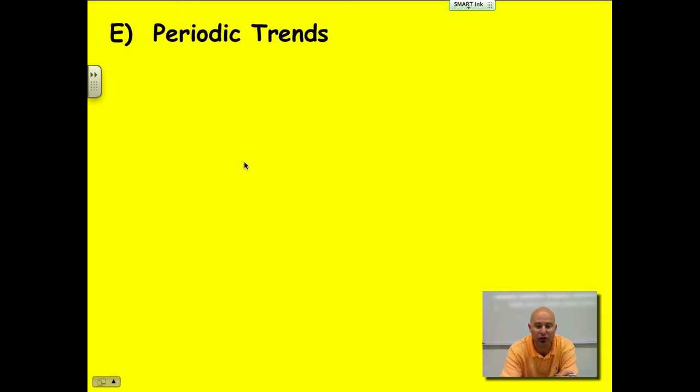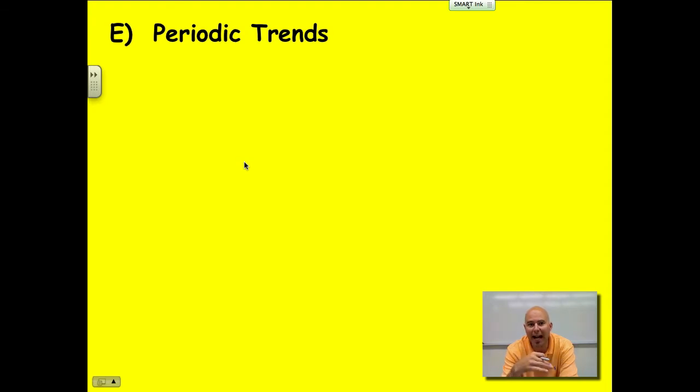Now the term periodic means regular and repeating. So periodic table means there's some regular repeating patterns, and we've seen some already. We've seen the electron configurations and how the s2 is always the alkaline earth metals, and then it ends in p5, we know that is the halogens. So there's some trends there, but we're going to take a look at some additional trends, okay?